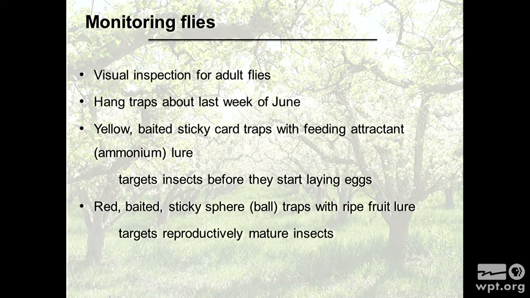Towards the last week of June, you have 2 types of traps that you can hang. If we go back to the biology, that oviposition period is very important to think about. If you use yellow sticky cards, and I'll show you pictures of that after, you can bait them with a feeding attractant. It's an ammonium lure. The idea with the yellow sticky card is that for insects, it looks the same as foliage. They have the same color that the insects see as foliage. So they will attract those pre-oviposition females.